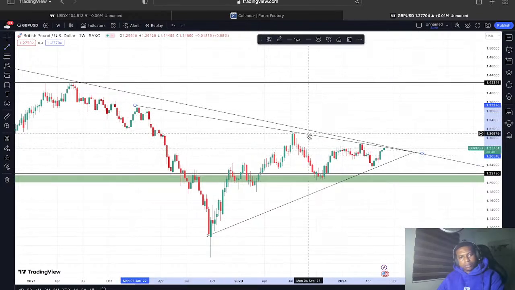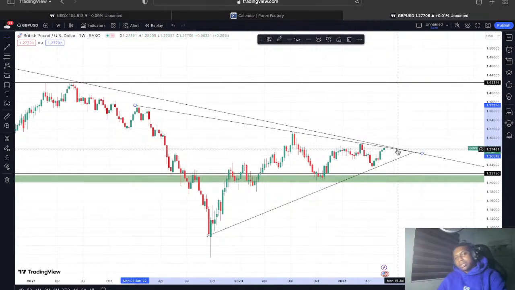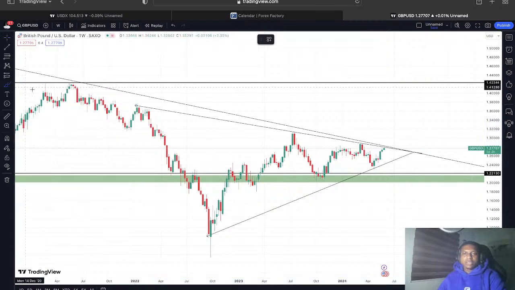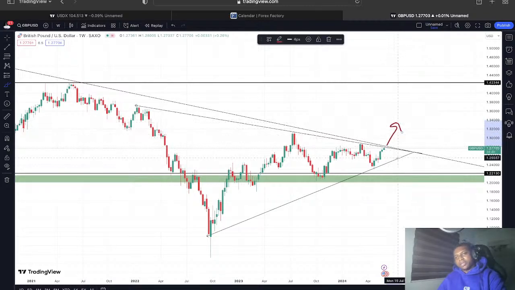Now there are two things that can happen here, which is an interesting thing when it comes to trading: there is either a breakout of this towards the upside or a breakout of this towards the downside. And this is the beautiful thing.